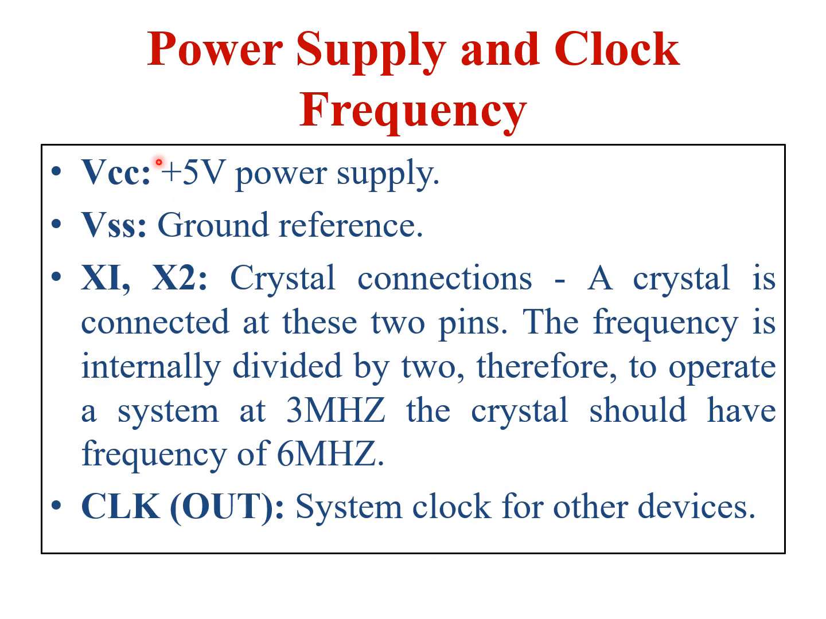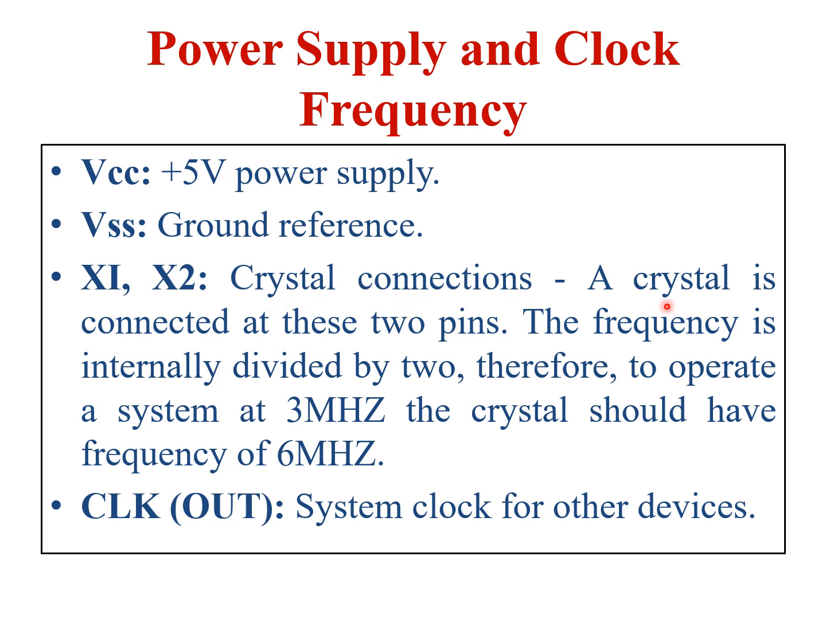Now let us see some of the other pins, power supply and clock frequency. First one, VCC, is for the power supply. You all know that it requires 5 volts for functioning. This is supplied by the VCC, and VSS represents the ground reference.